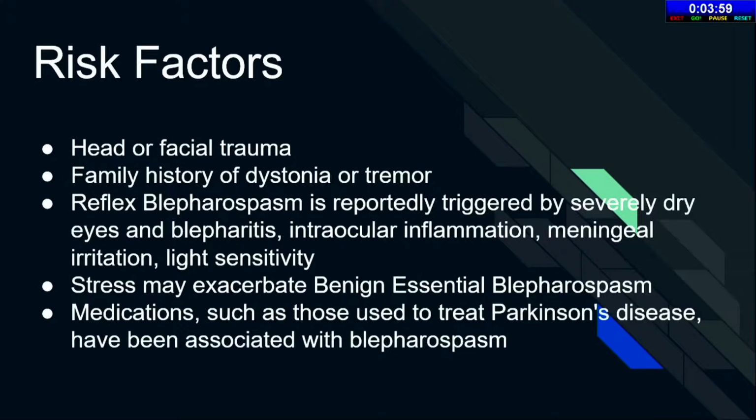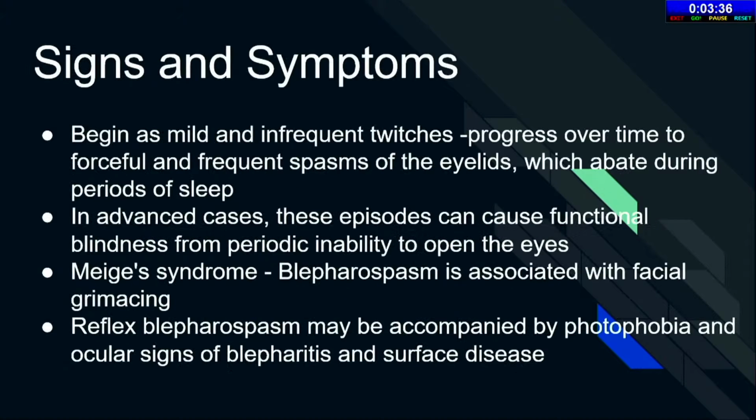Coming to the risk factors, various risk factors include head or facial trauma, family history of dystonia or tremors. Reflex blepharospasm is reportedly triggered by severely dry eyes and blepharitis, intraocular inflammation, meningeal irritation, light sensitivity. Stress may exacerbate BEB, and medications such as those used to treat Parkinson's disease, etc.